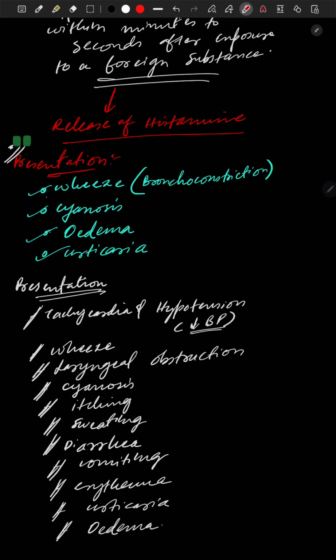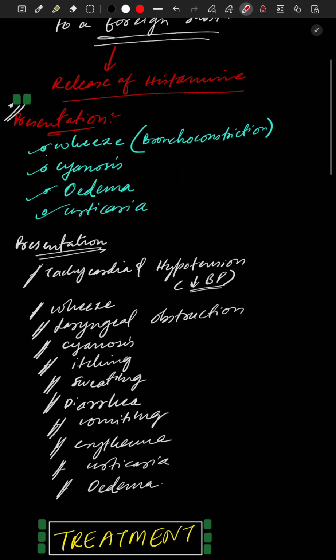All right. What are the other clinical features of anaphylactic shock? The other features include tachycardia and hypotension. If there is hypotension, that means the BP is going to be low, and simultaneously there is going to be tachycardia, wheeze, laryngeal obstruction, and cyanosis. There's going to be itching, sweating, diarrhea, vomiting, erythema, urticaria and edema.